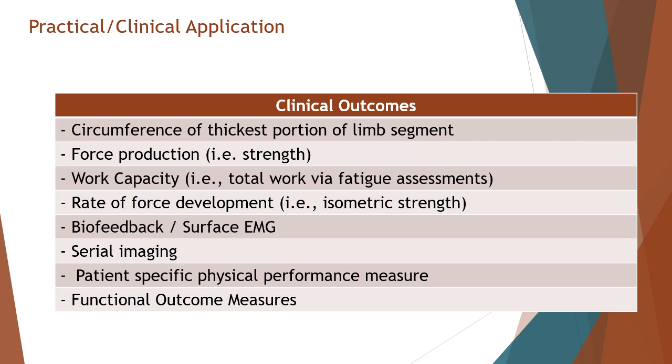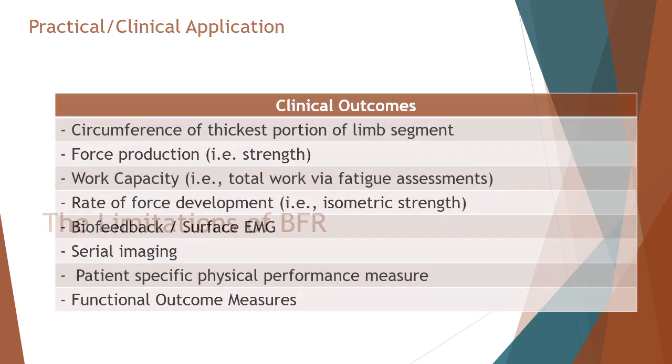Specific physical performance measures, be that, for instance, your pegboard in the upper extremity or other upper extremity physical performance tests, seated shot put, push and pull ratios of the internal and external rotators, and then functional outcome measures, which are intended here to be patient reported.